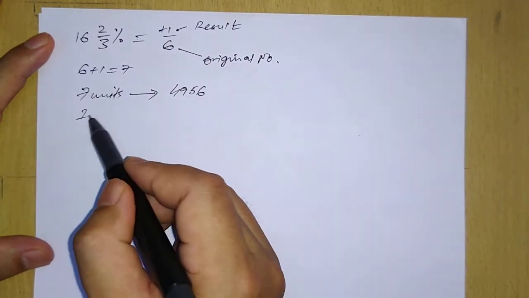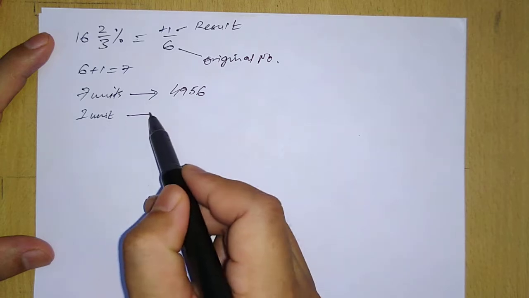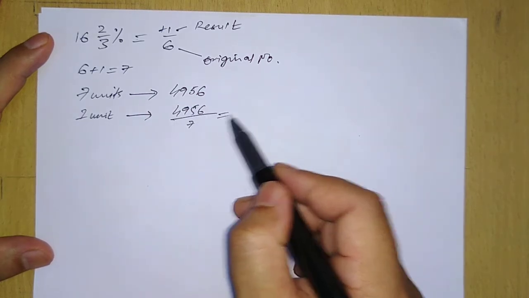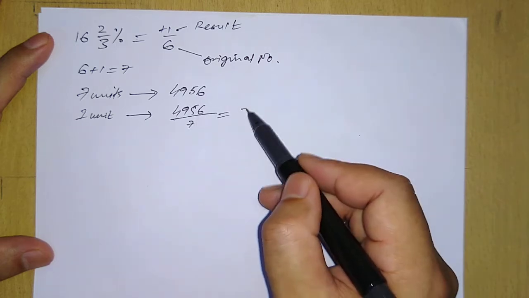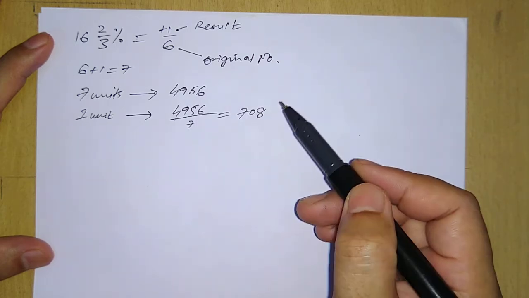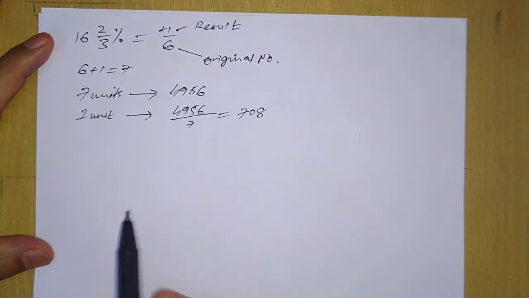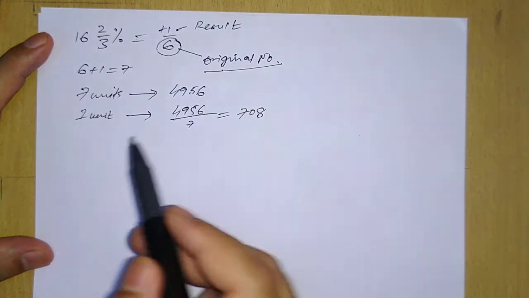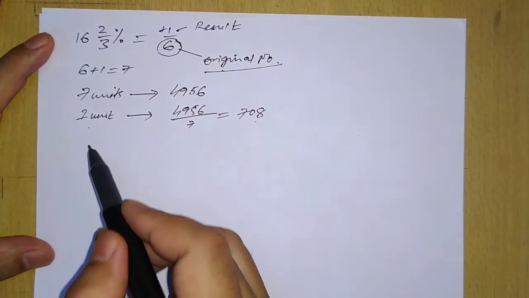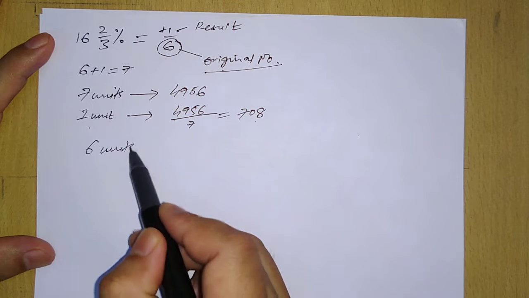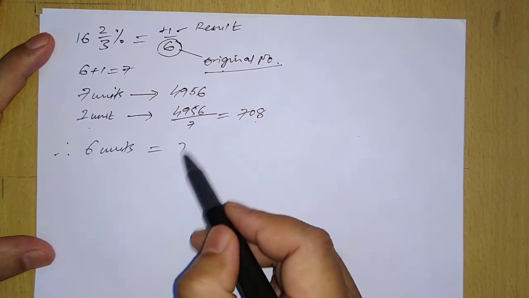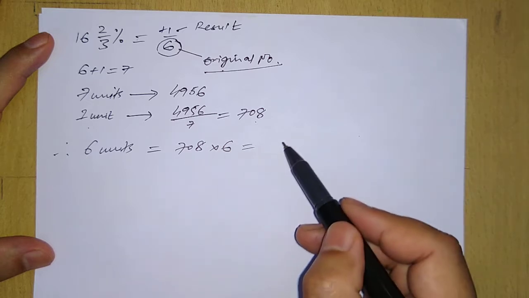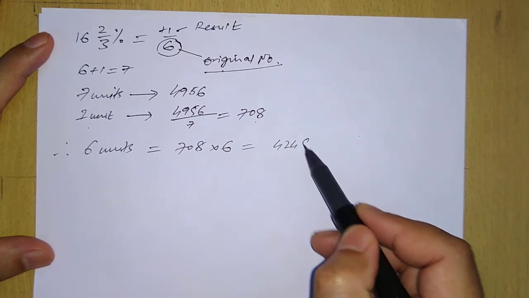4956. So 1 unit will represent how much? 4956 divided by 7. So if we divide this, we will get 708. Now we need to find the original number. Now our original number is how much? Our original number is 6. So 1 unit is 708. So 6 units will be 708 into 6. And if we multiply, we will get 4248.